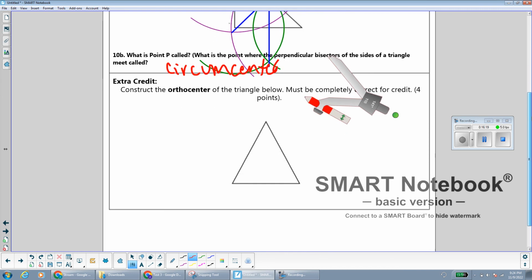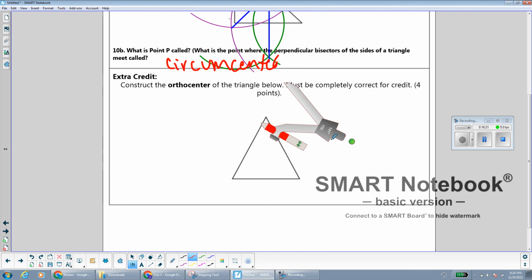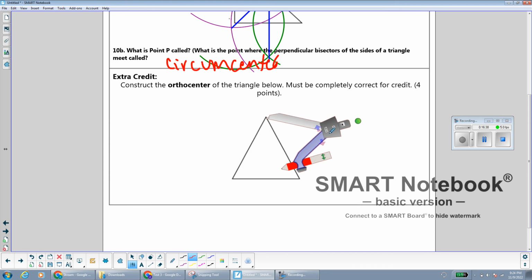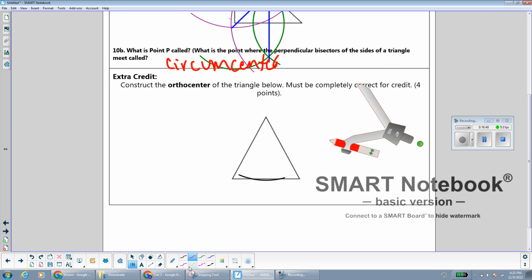And finally, we need to construct the orthocenter of the triangle for the extra credit question. So the orthocenter is where the altitudes of the triangle meet. So we're going to be constructing perpendicular lines through the opposite vertex. So first I'll do the altitude to this side. So it's going to pass through this vertex. So I'm going to put my compass point on the opposite vertex from the side that I want it to be drawn to. I'm going to open my compass. It doesn't matter how much. The only thing that matters is that I make an arc that intersects the line segment in two spots.